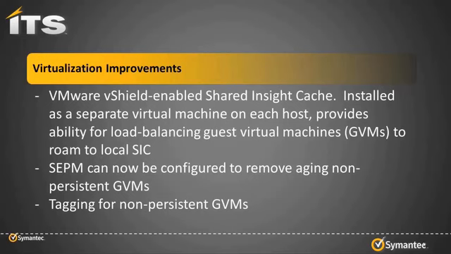VMware vShield enabled shared Insight cache. So this allows you to use the shared Insight cache. We install that as a separate virtual machine on each host and provides the availability for load balancing the guest virtual machines to roam to the local shared Insight cache. James is going to talk a little bit more about this in depth in the demo.